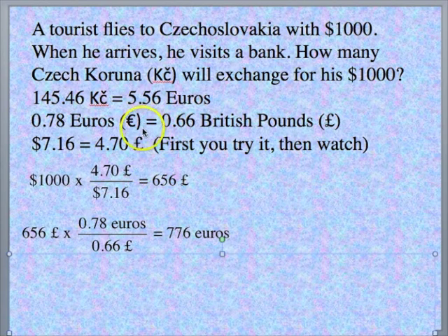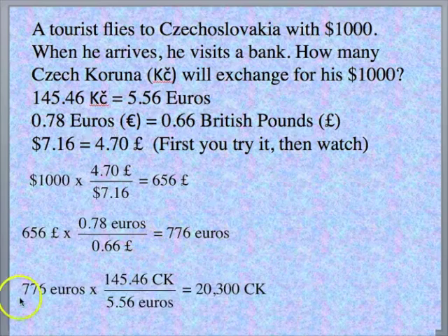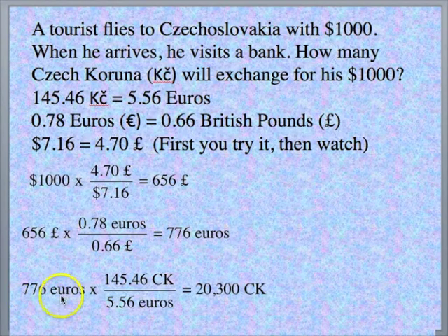Of course, that would be now converting the euros. 5.56 euros equals 145.46 Czech koruna. So how is that going to look, and how many Czech koruna will exchange then for the $1,000? Well, we take our 776 euros. Now we multiply by a ratio of Czech koruna to euros, putting euros in the denominator, so euros cancel out, and leaves us with an answer in Czech koruna.